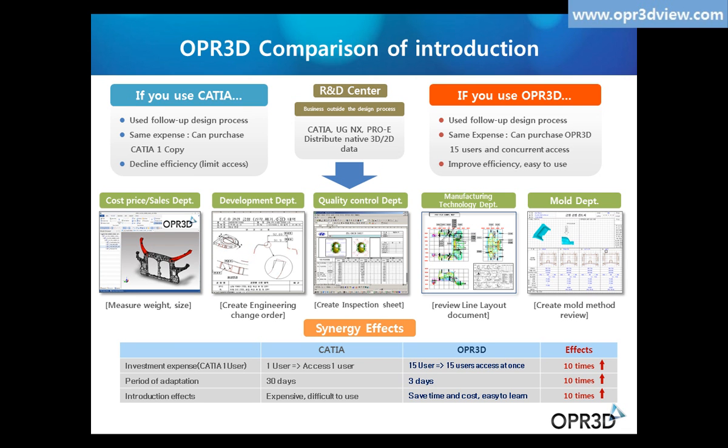The second is rapid application to work. OPR3D is a product with a high utility rate, and it can be applied to business immediately when you finish basic education of just 2 hours. Finally, it is a 3D and 2D viewer product developed domestically, and improved performance and additional features are supported rapidly.